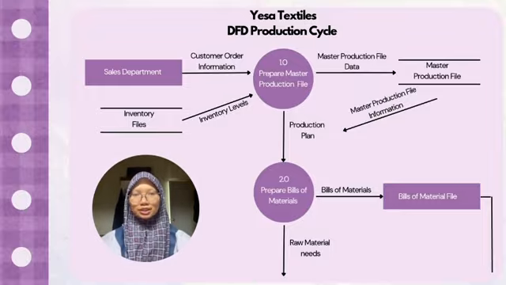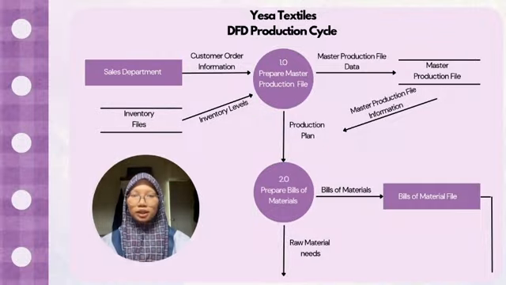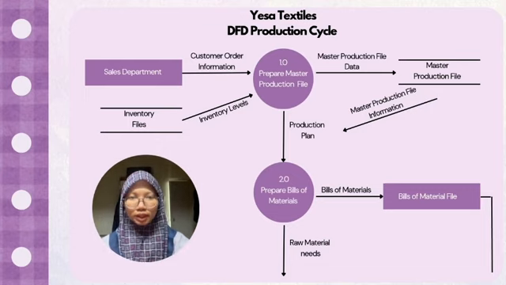So, the production cycle begins when the sales department sends customer order information into process 1.0, which is called Prepare Master Production File. At the same time, the inventory file also sends inventory levels into process 1.0. Using both of these inputs, process 1.0 prepares a production plan and stores the data into the master production file. The master production file then sends back master production file information into process 1.0 as a reference.